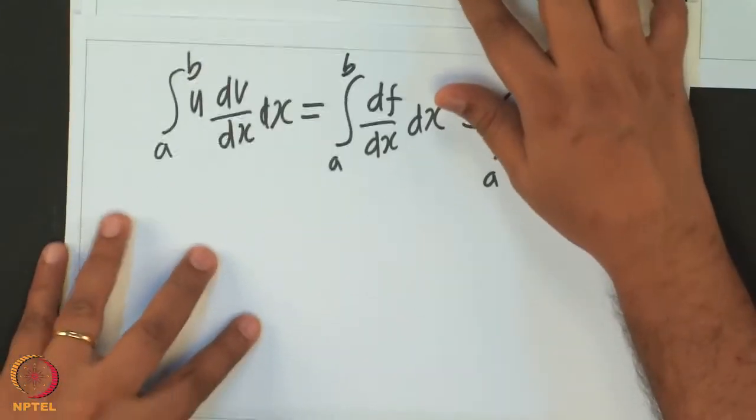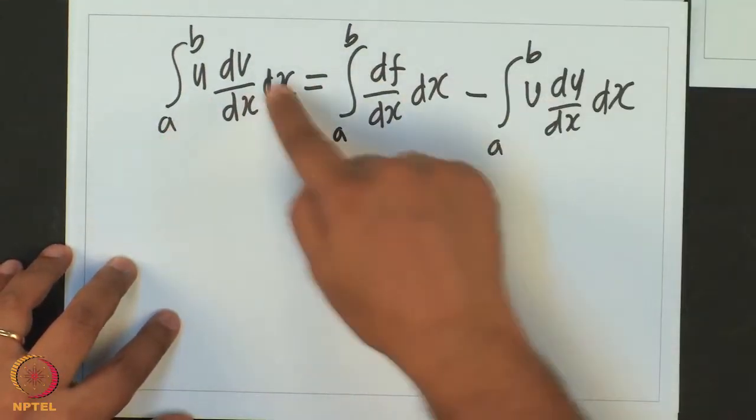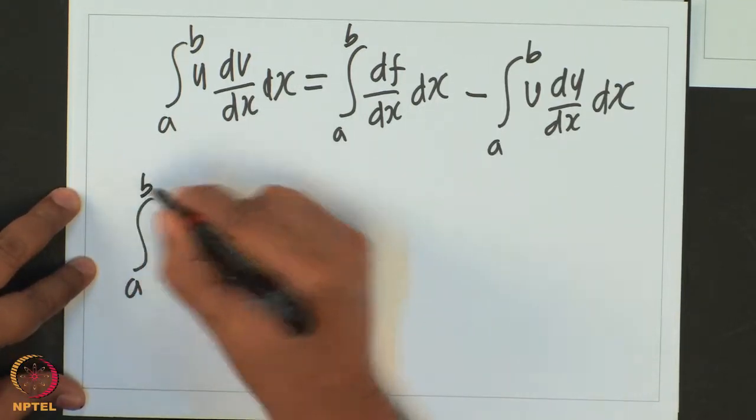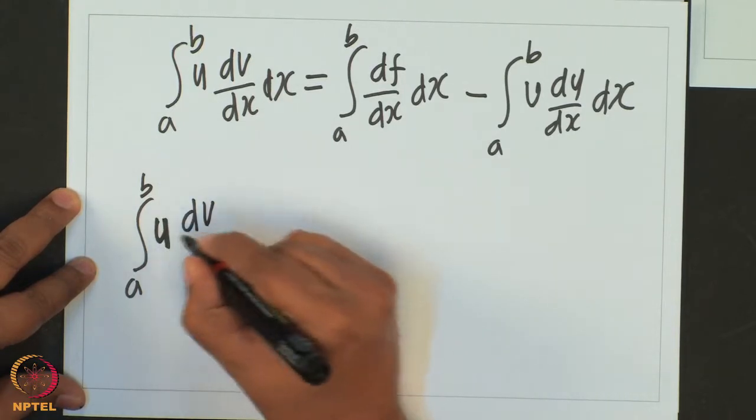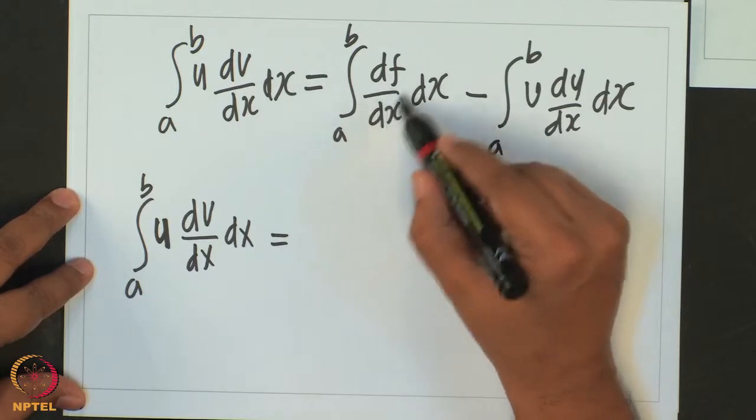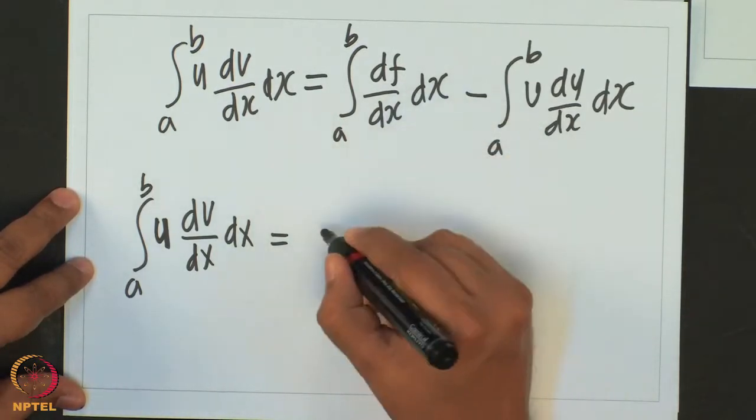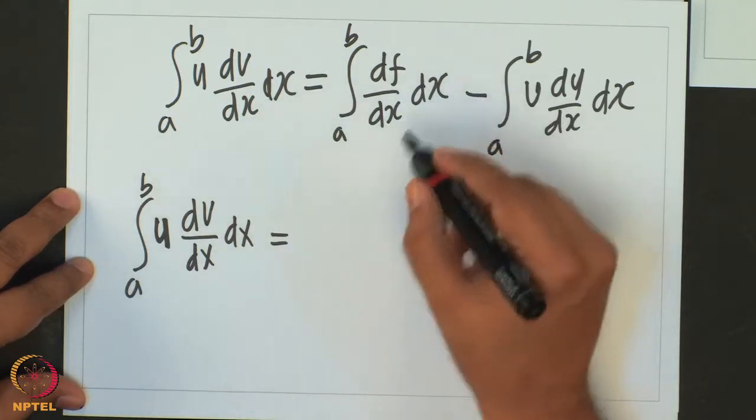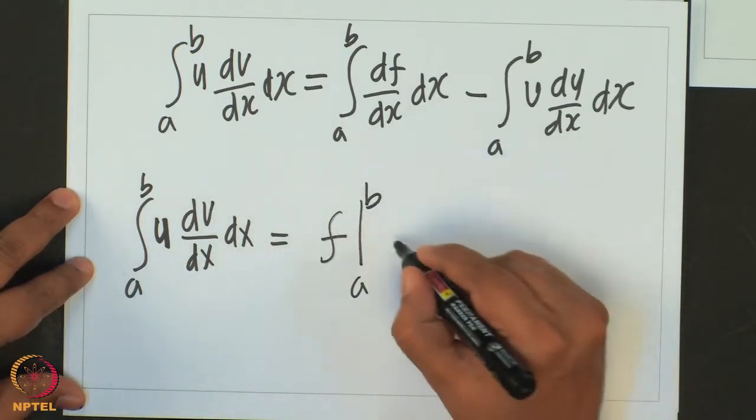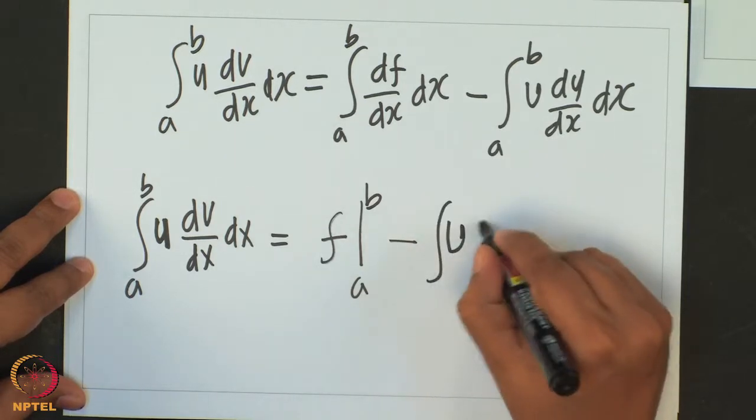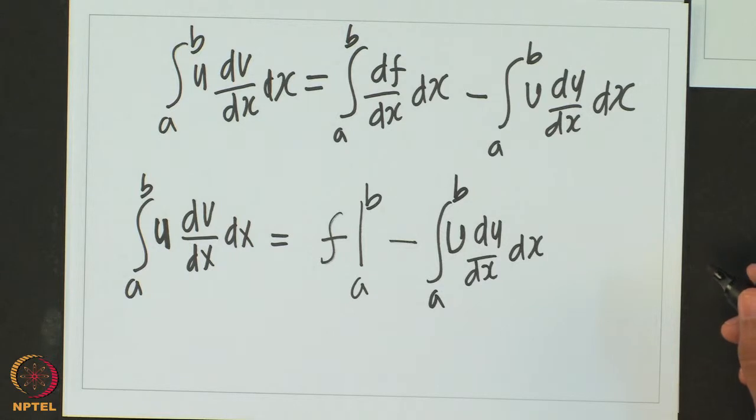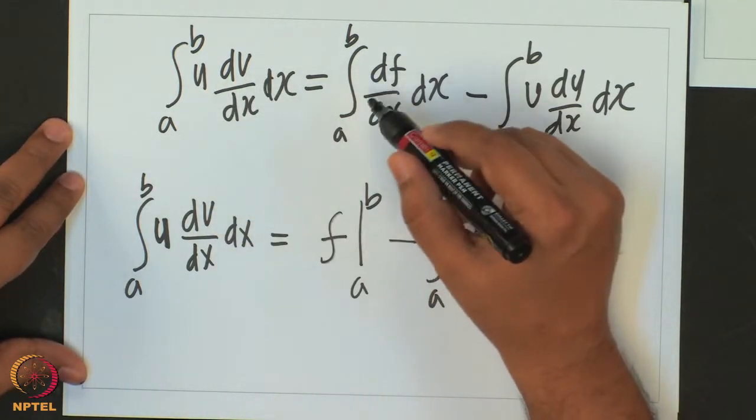Now let us think about this a minute. So we want to calculate integral u dv by dx. So let us write that way. Integral a to b u dv by dx is equal to, you have a derivative df by dx and we know that its integral is going to be f. So this is going to be f, right, which is basically the function that we want in the limit a to b. This is f in the limit a to b minus integral of v du by dx a to b.